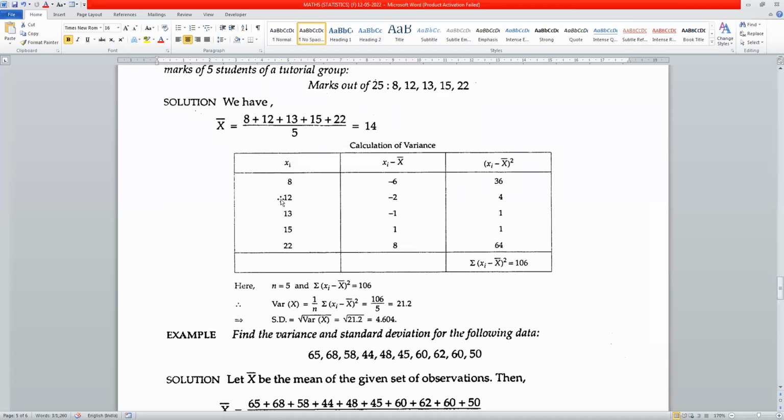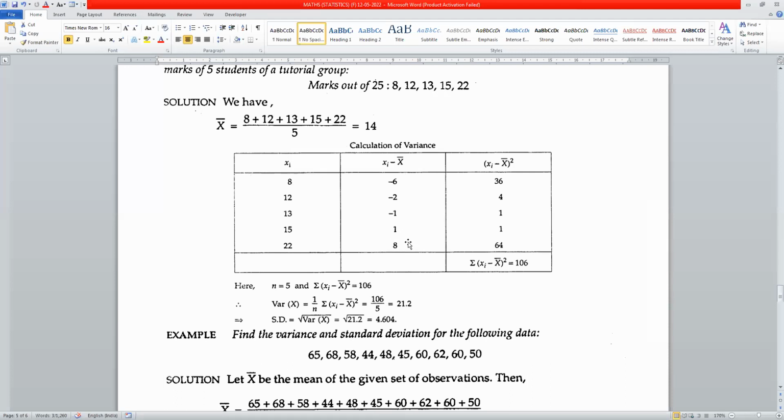Okay. Could you follow? 12 minus 14, you got minus 2. 13 minus 14, we got minus 1. 15 minus 14, we got 1. And 22 minus 14, we got 8. What you have to do now?